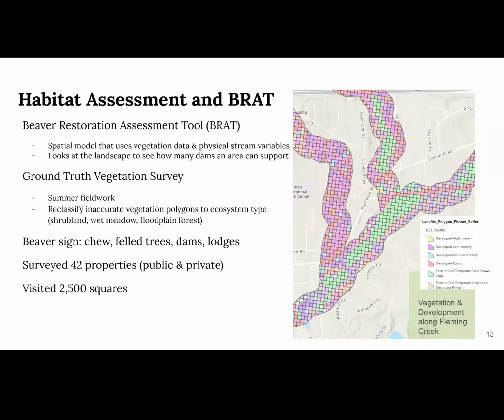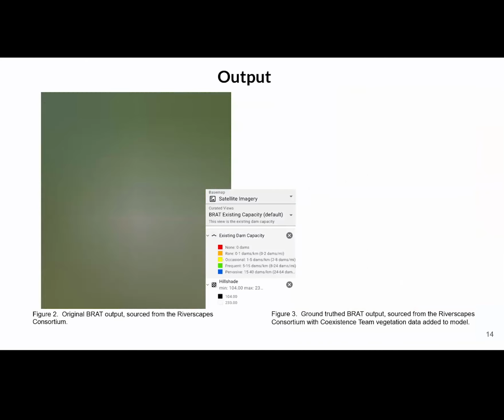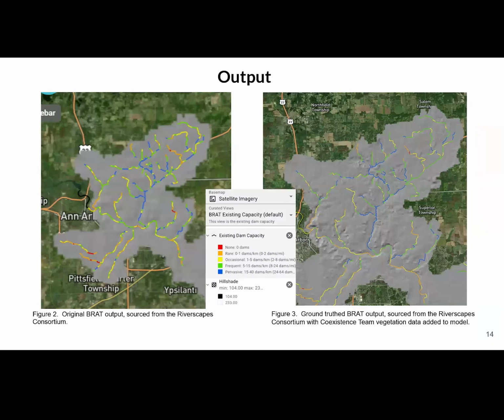And then, yeah, in total, we did 42 properties, both public and private. So we reached out to landowners, public areas, and then we visited a total of 2,500 square meters. So we covered a lot of ground. And then this is the BRAT output. So on the left-hand side here is the original one. And then on the right-hand side, that's after we ground truthed it. So right here is along the Fleming Creek.